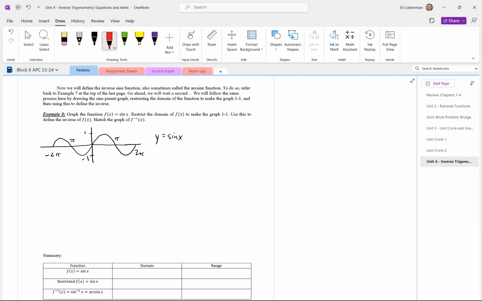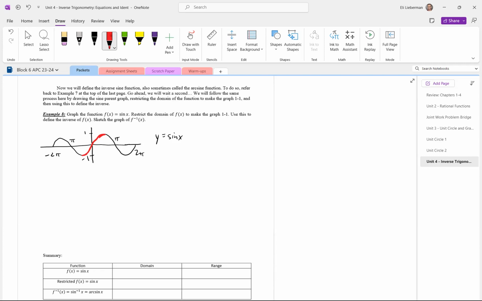Okay. I'd like to hear your thoughts on the restriction. Ben? Just make it one-to-one, looking at the interval negative pi to pi. Do you agree with that? Yeah. Could you repeat that? Make it one-to-one, with the interval negative pi to pi, like here to here. Does that make sense?